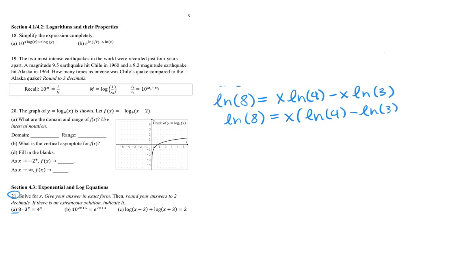And then since I have two logs being subtracted, I can go ahead and rewrite this as one division inside the argument of my natural log. So this will be x times natural log of 4/3. And my last step to solve for x is to divide both sides by natural log of 4/3. And so then we get that x equals the natural log of 8 over the natural log of 4/3.